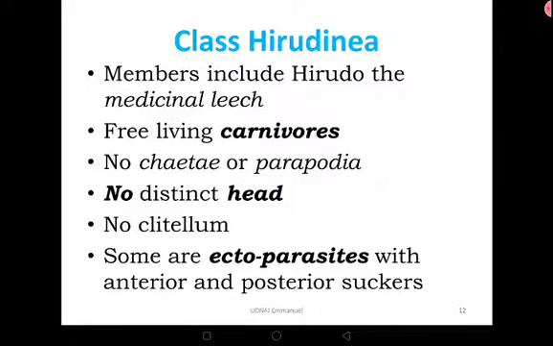Hirudinea. Let's pronounce together. Class Hirudinea. And the members of this class include the Hirudo, which is popularly used for medical purposes. The medicinal leech is what I'm talking about. These are leeches which are used to suck blood from patients, especially blood which is contaminated.